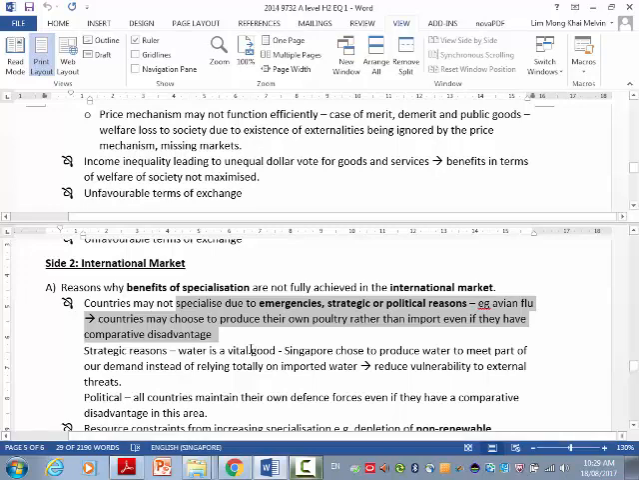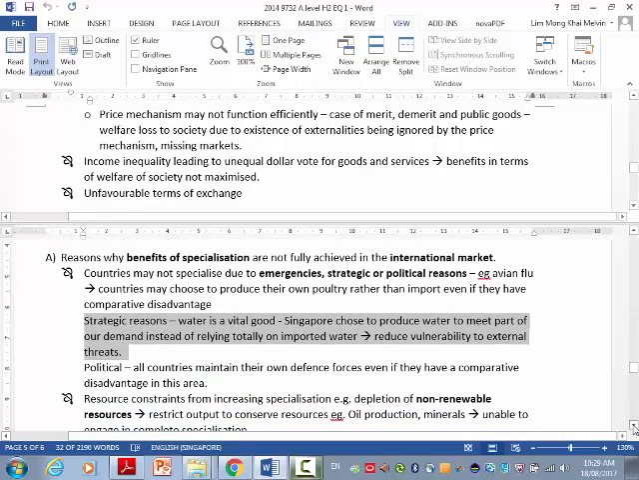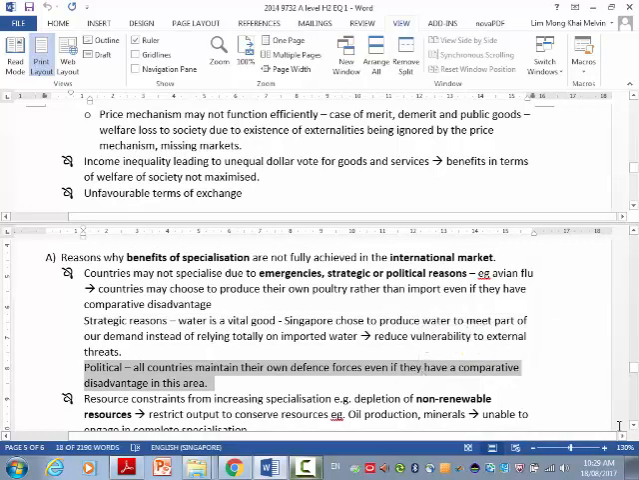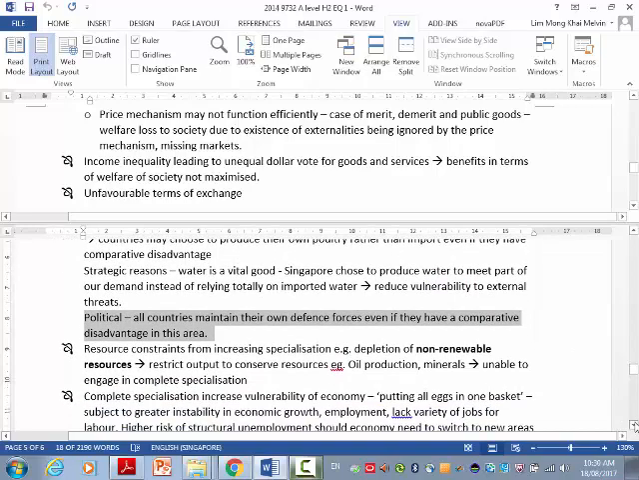Strategic reasons. You know Singapore, water? We invest a lot of money on NEWater, the technology and everything. Because we know water is a vital good, it's a strategic reason as to why we are spending so much on producing our so-called own water, or even political reason.